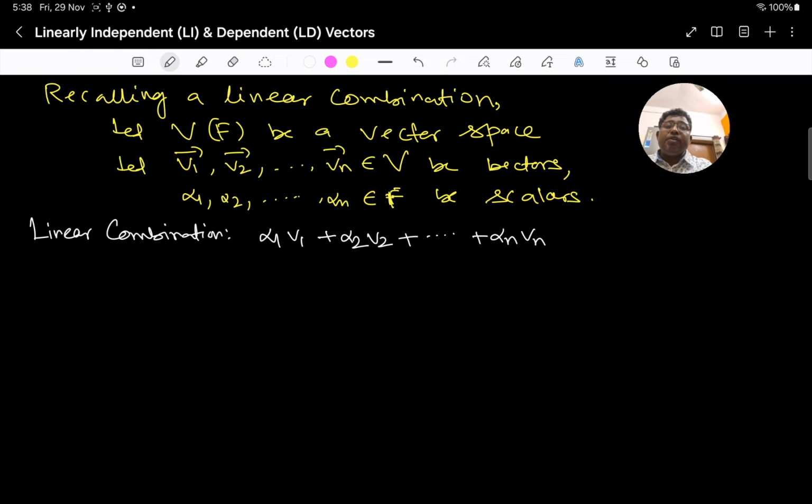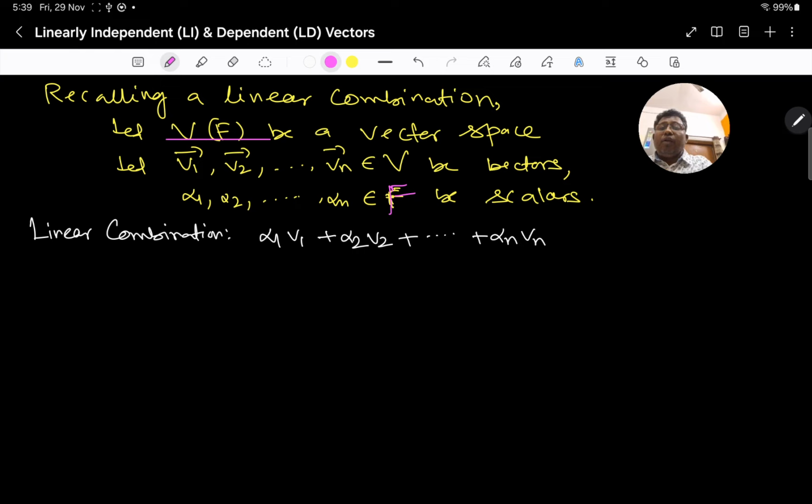Before discussing LI and LD sets of vectors, let me recall the linear combinations. So, what is a linear combination? Let V over F be a vector space, and v1, v2, ..., vn be vectors in V. The elements of V are the vectors and the elements of F are the scalars.